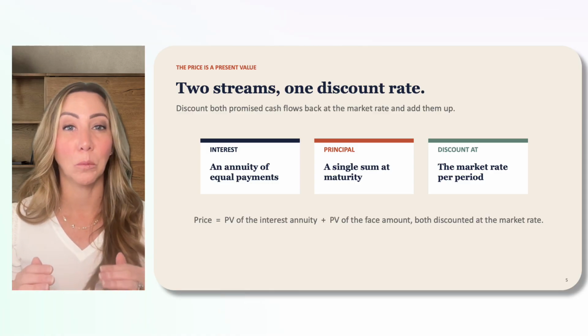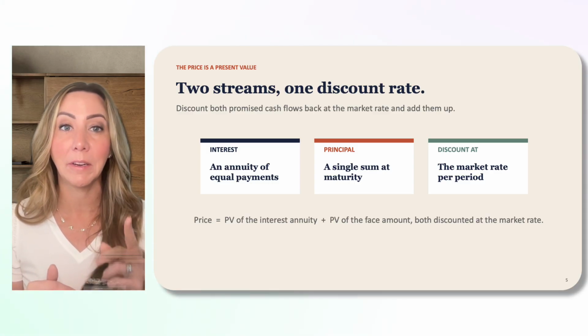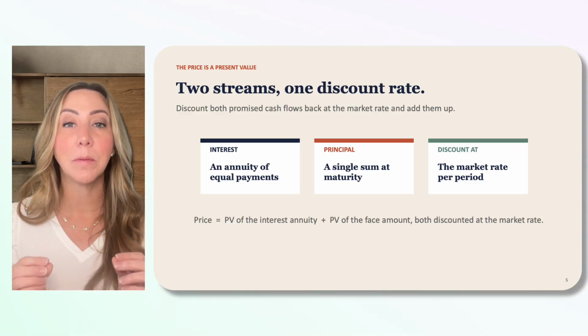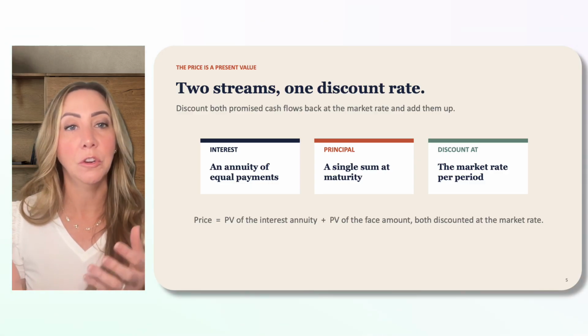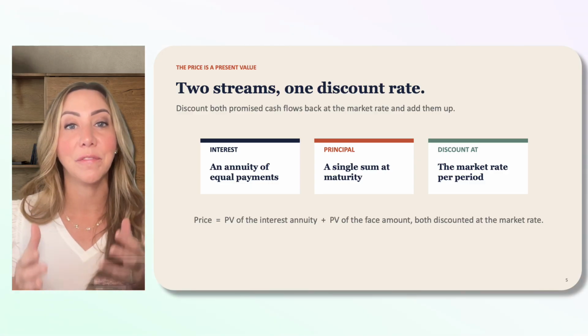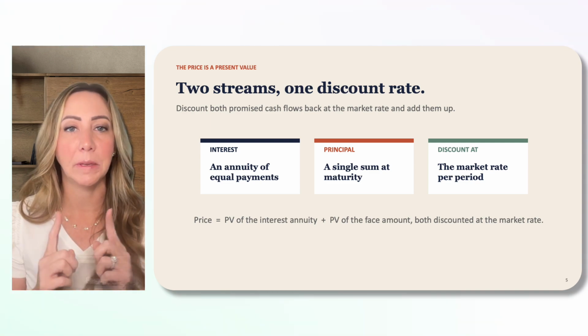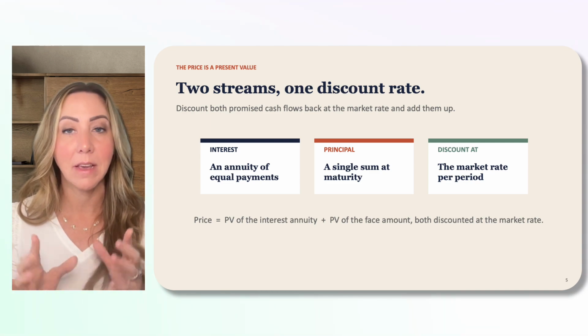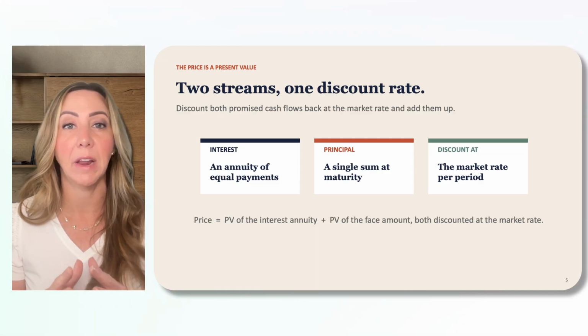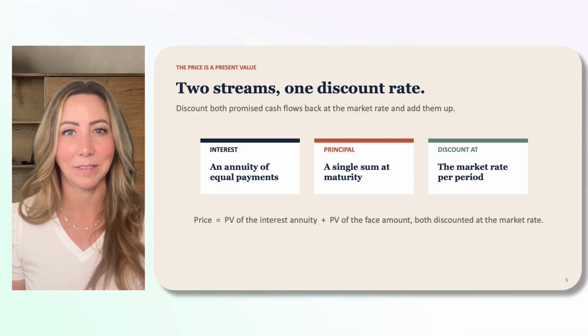And this is important. We're going to discount the bond using the market rate. Remember, not the stated rate, the market rate. The price of the bond is the present value of the interest annuity plus the present value of the face amount, both discounted at the market rate. Add those two pieces together and you have the issue price. That's the whole formula, and we're going to use it in every single bond problem. Price equals present value of the interest plus present value of the principal, discounted at the market rate.